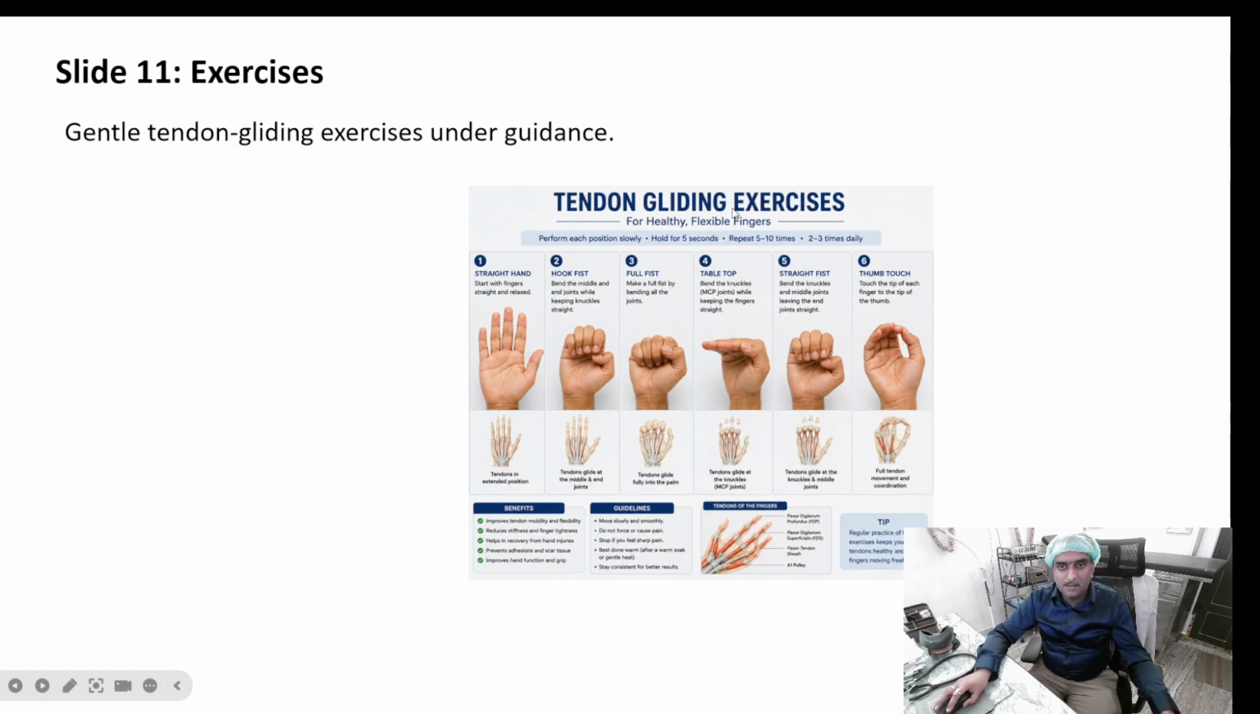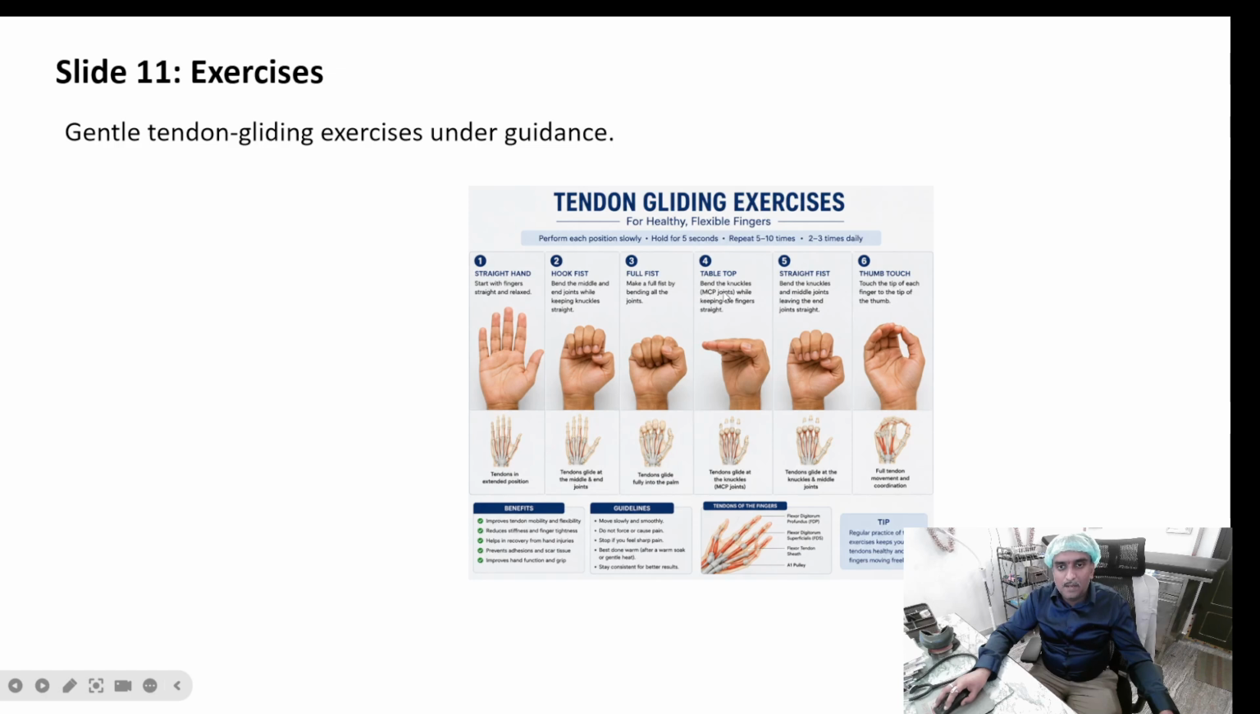These are the tendon gliding exercises for healthy and flexible fingers. Perform each position slowly. Hold for 5 seconds. Repeat 5 to 10 times, 2 to 3 times daily. Straight hand: start with fingers straight and relaxed. Hook fist: bend the middle and end joints while keeping the knuckles straight. Full fist: make a full fist by bending all the joints.